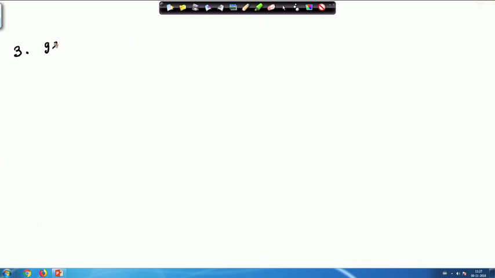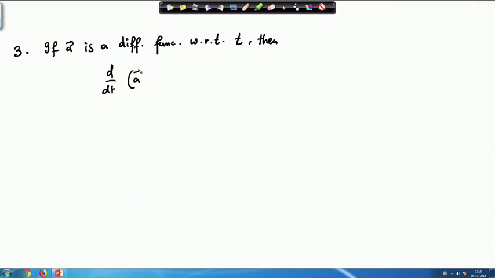So, if A is a differentiable function with respect to t, then we will have d/dt of vector A cross product with dA/dt is equal to A cross product with d square A by dt square, and d/dt of vector A times dA/dt is equal to vector A times d square A by dt square, mainly because when you take dA/dt here, the two vectors will become parallel. So, this is obviously true.